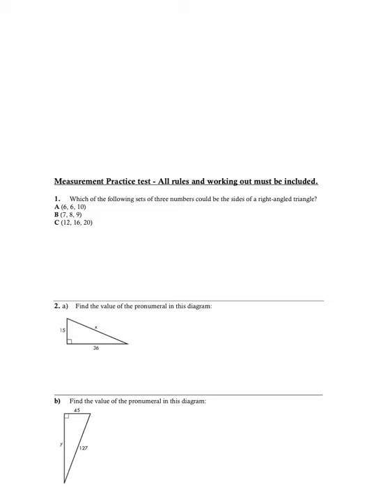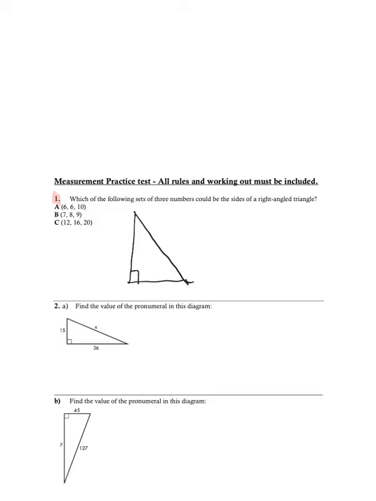Okay, question 1. Which of the following sets of 3 numbers could be the sides of a right-angled triangle? Okay, and then we've got A, B, and C with different lengths. Okay, so what I'm going to do first, I'm just going to draw a right-angled triangle as good as I can possibly do.